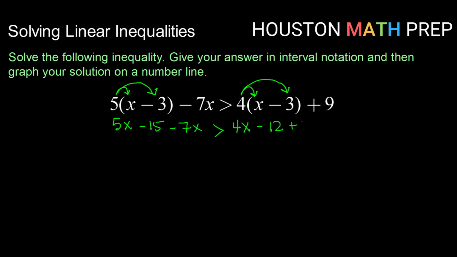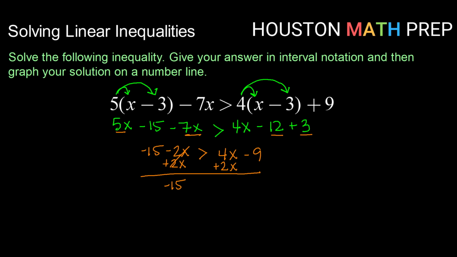minus 12 plus 3. Now on both sides I've got some like terms that I can go ahead and combine. So combining my 5x and my -7x, I have -15 minus 2x is greater than, on the right-hand side I have -12 and positive 3, so that leaves me with 4x minus 9. All right, now I want to start gathering my variables onto one side of my inequality symbol. So I'm going to do that by adding 2x to both sides.